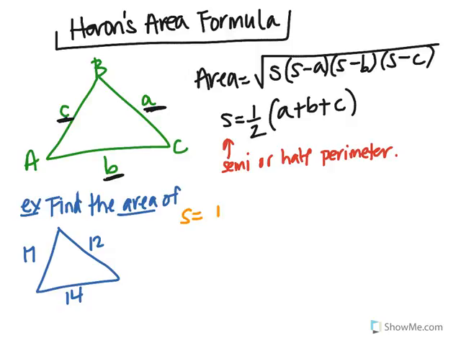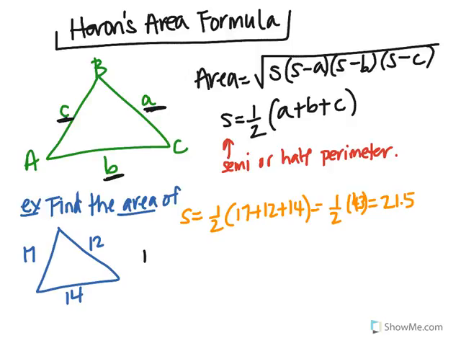So we're going to go ahead and take half of the perimeter of this triangle, so 17 plus 12 plus 14. And so we're basically taking half of 43. And so the semi-perimeter is going to equal 21.5. So that's half of 43. That's a 4 right there.